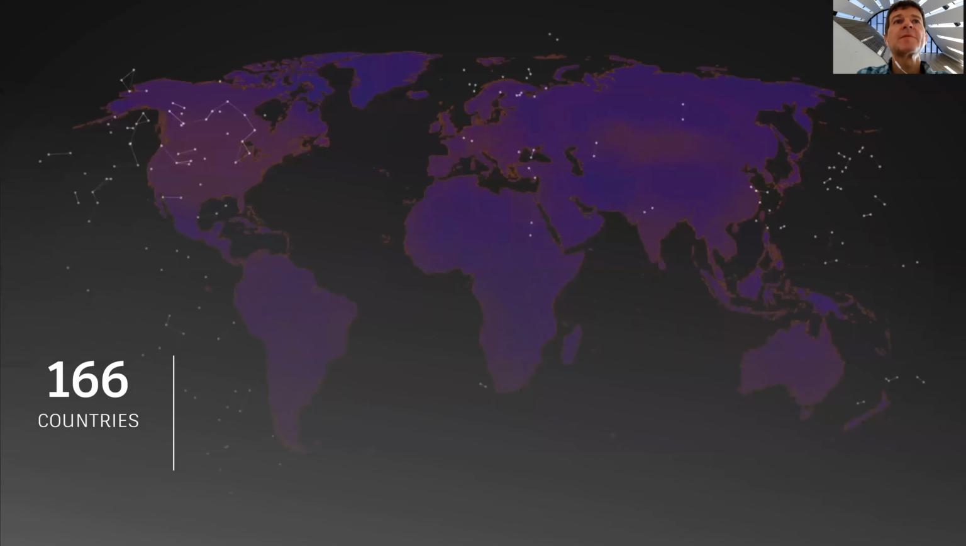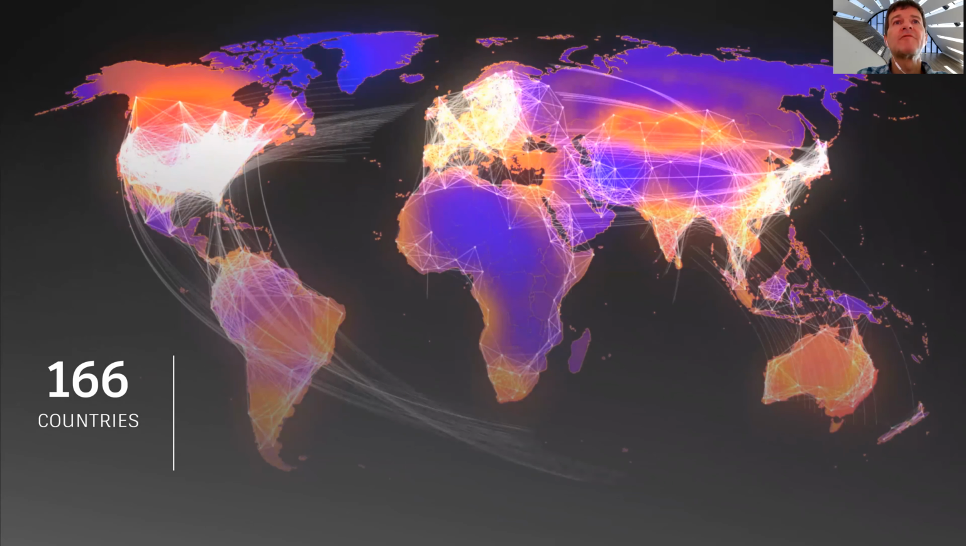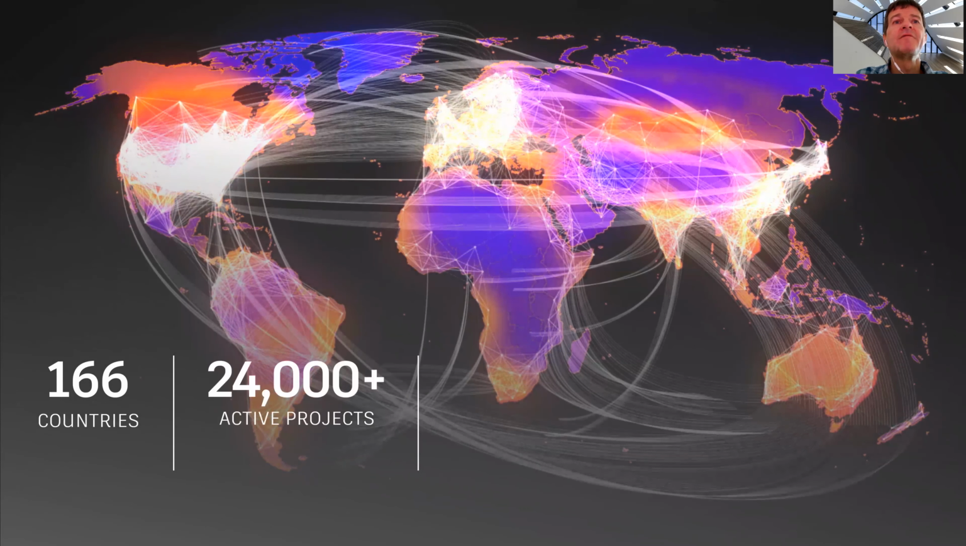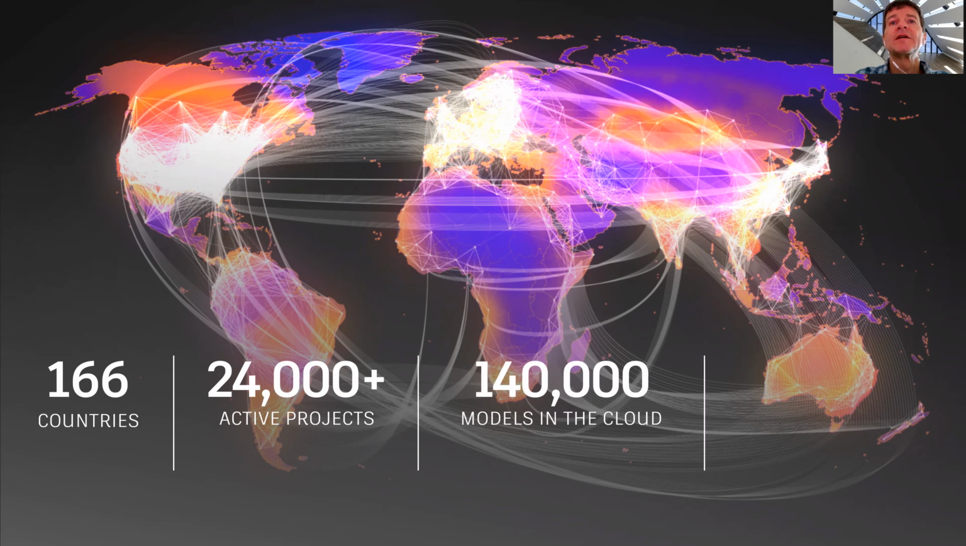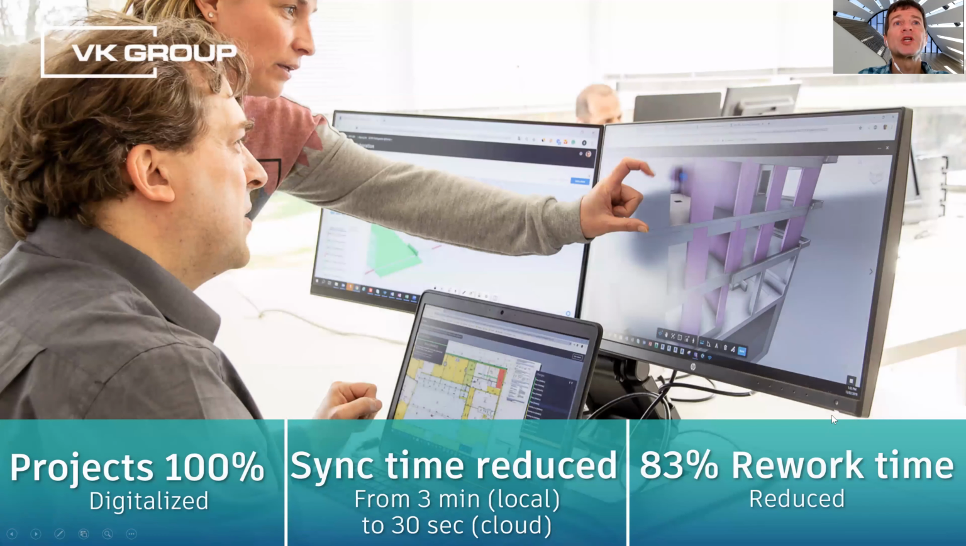And it's really, BIM assisted design is a really proven solution. It works in 166 countries. We have more than 24,000 active projects, over 140,000 models in the cloud. And we are seeing approximately 4 million updates to the cloud per month. So just some analytics on how much the solution is used. So it's really a proven solution.